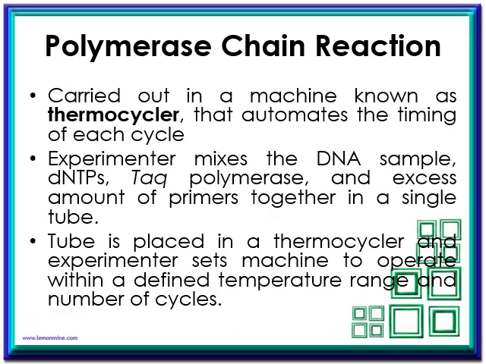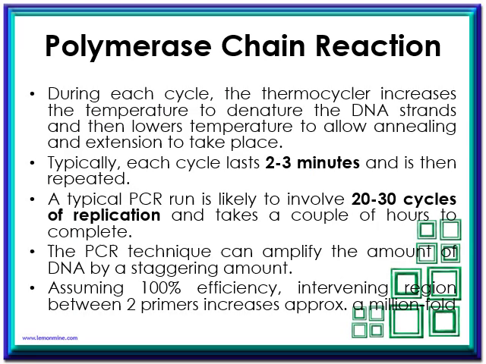So it is carried out in a machine known as a thermocycler that automates the timing of each cycle. The experimenter mixes the DNA sample, the dNTPs, the Taq polymerase, and an excess amount of primers together in a single tube. It is placed in the thermocycler, and the machine is set to operate within a defined temperature range and number of cycles.